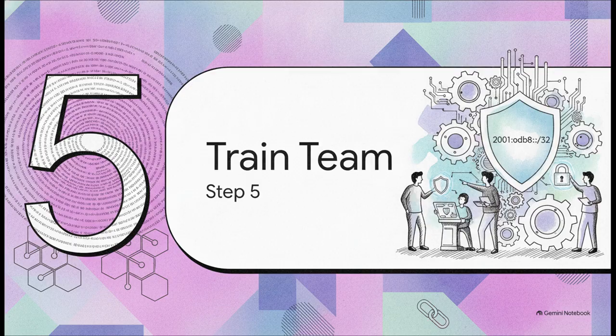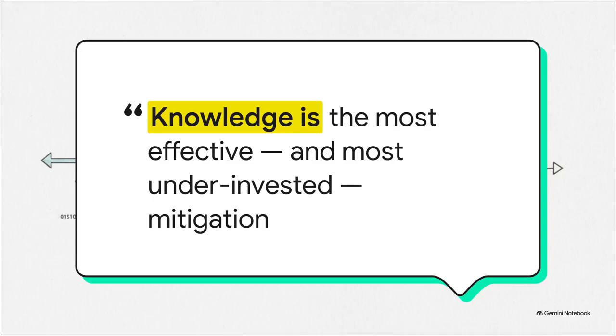And finally, the big one. Step 5. Train your team. The source material points this out perfectly. Knowledge is the most effective and most underinvested mitigation against IPv6 vulnerabilities. You have to mandate comprehensive IPv6-specific education for all your network and security folks. In fact, this perfectly aligns with an NSA recommendation highlighted in the text. Staff needs this education before they administer these networks, not after an incident forces your hand. Inexperience is pretty much the root cause of almost all IPv6 security failures. Make this training a prerequisite, not just an afterthought.